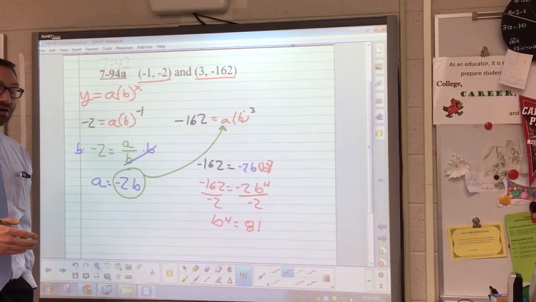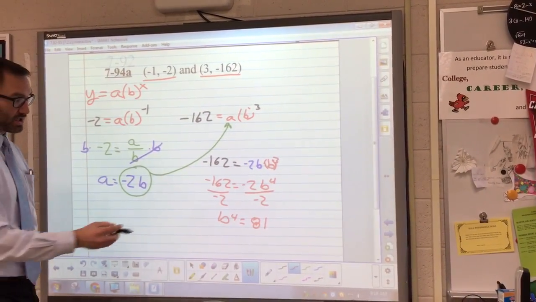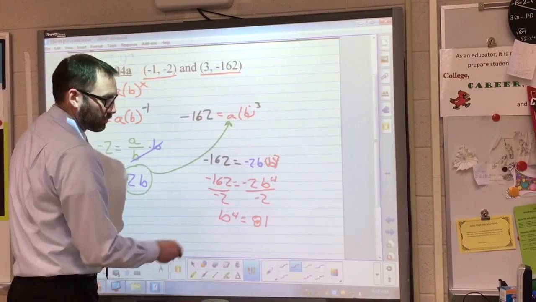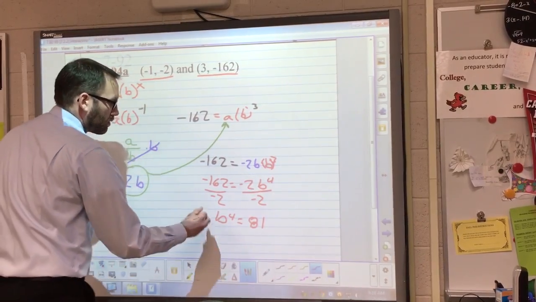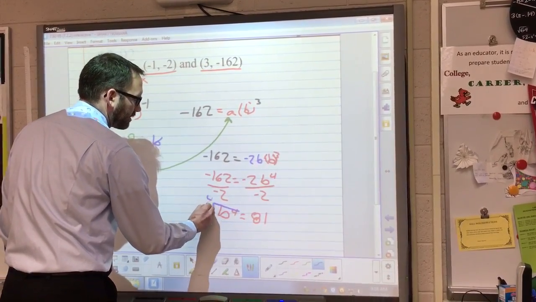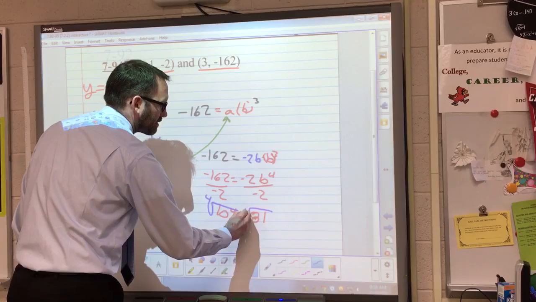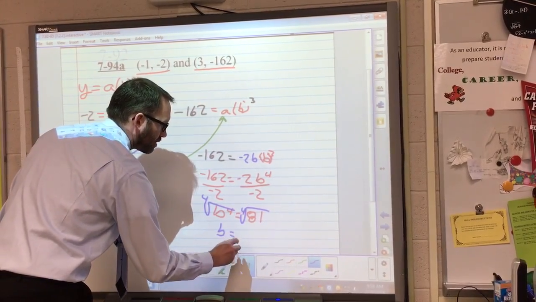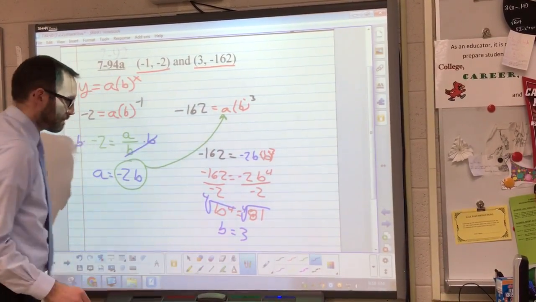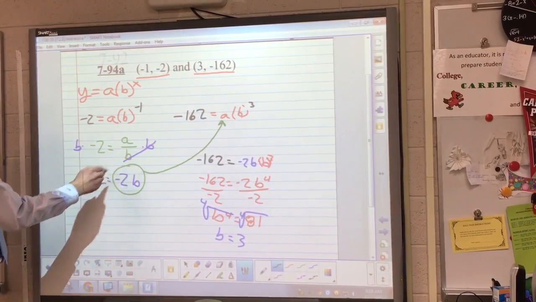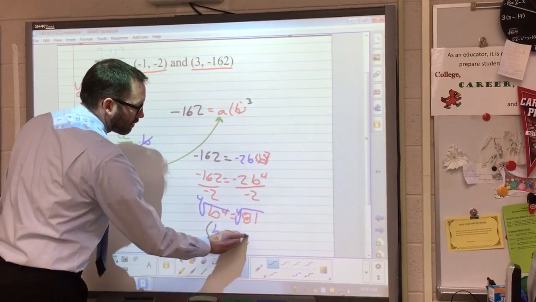My last step, I can use, if I know how to use a 4th root on a calculator, I can use the calculator, or I could do some quick guess and check. What multiplied by itself 4 times gets me 81? Or with the calculator, take the 4th root of both sides, and we're going to get that b equals 3. So I have my b value.